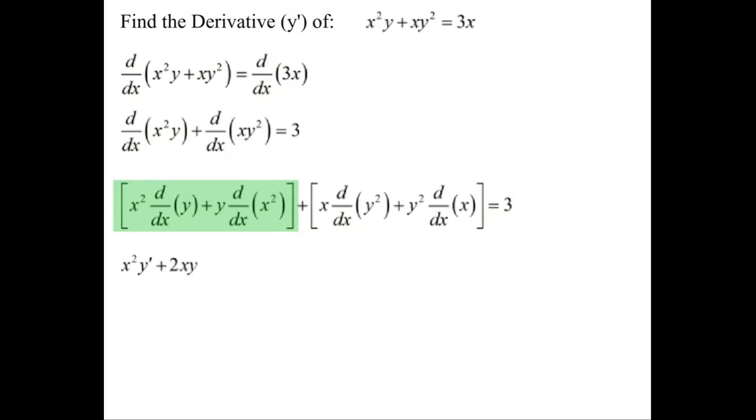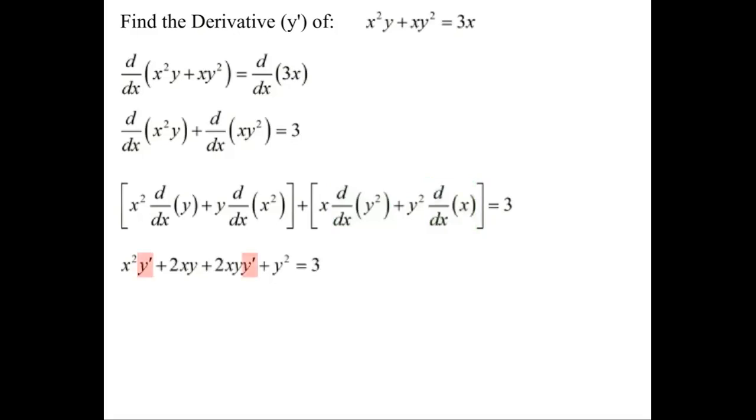Now let's take care of the next product. So the derivative of x times y squared is going to be equal to x times the derivative of y squared plus y squared times the derivative of x. The derivative of y squared is going to be equal to the derivative of y times dy over dx. So that gives us that the derivative of y squared is going to be equal to 2y times y prime plus y squared, because the derivative of x is just 1.